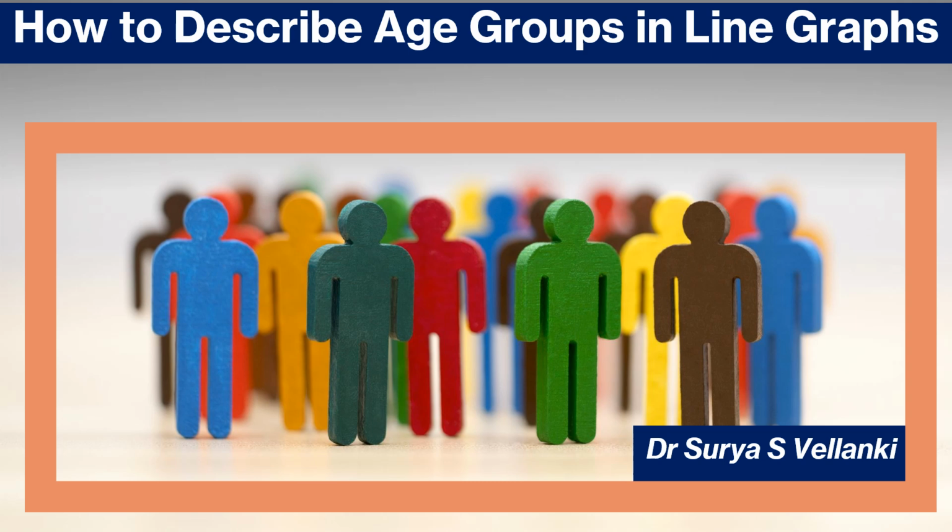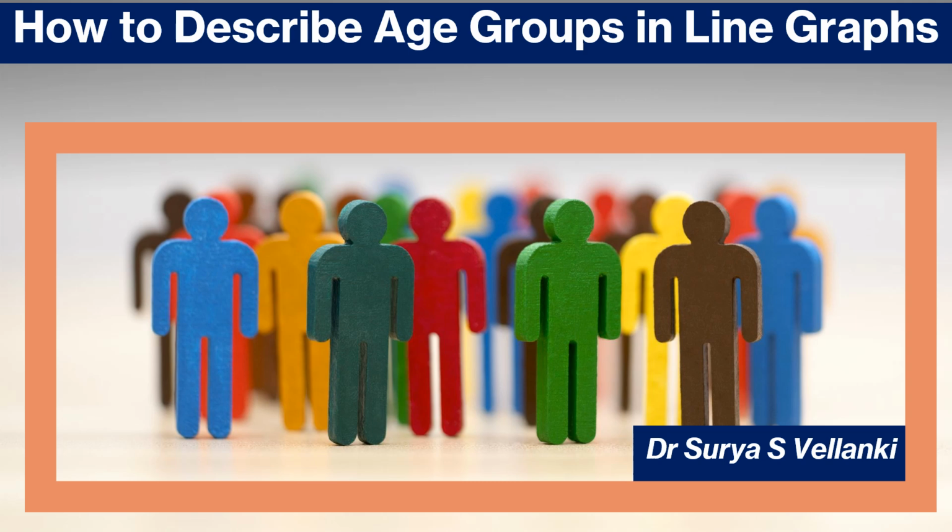In this video, we will discuss how to describe age groups in line graphs effectively. When describing line graphs, data is often categorized by age groups, income levels, education levels, time periods, and more. Using these categories accurately in sentence structures is important for a clear and effective response. We will focus specifically on age groups as this is something many learners struggle with.